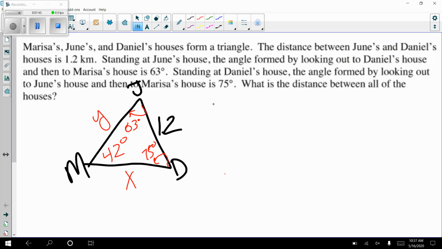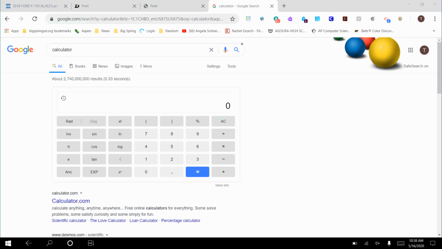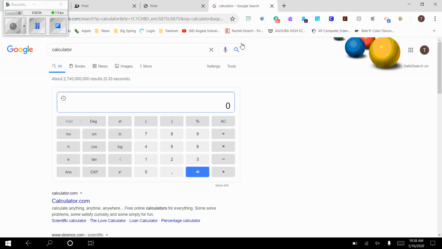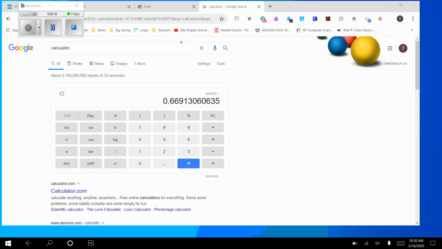In both of these, we're probably going to include the 1.2 over sine of 42. So let's say we're trying to find x first. That would be x over sine of 63 because those are opposite each other. So first thing I need to do, figure out what the sine of 42 is and the sine of 63 is. So I'm going to go over here and type in sine 42. That's 0.669. I'm going to come back over here before I forget that.